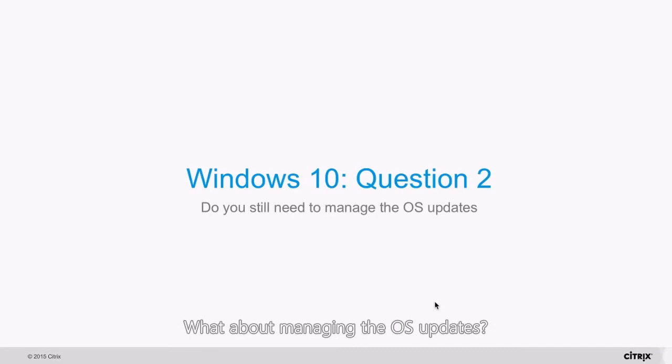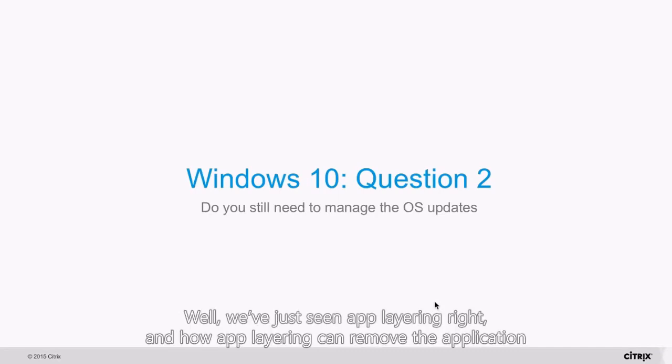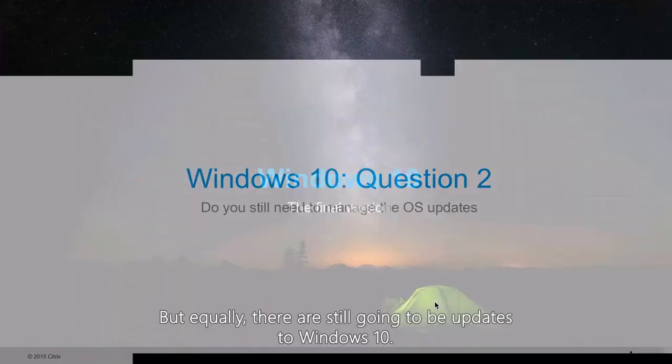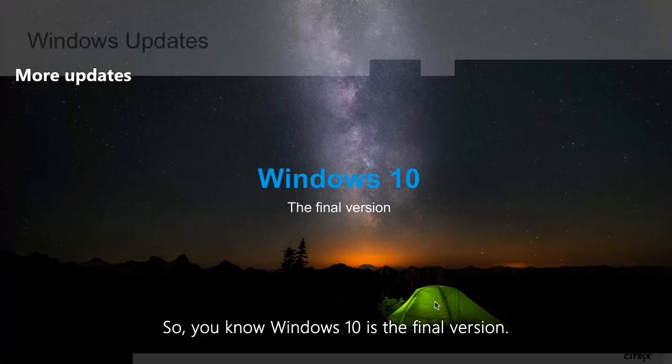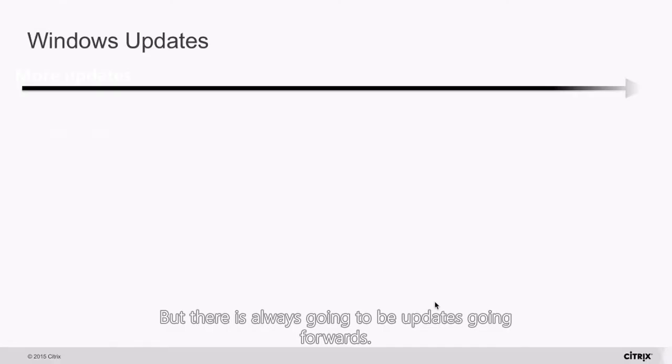What about managing the OS updates? Well, we've just seen app layering, right? So we've just seen how app layering can remove the application from the underlying operating system. But equally, there's still going to be updates to Windows 10. So, Windows 10 is the final version, but there are still going to be updates going forwards.